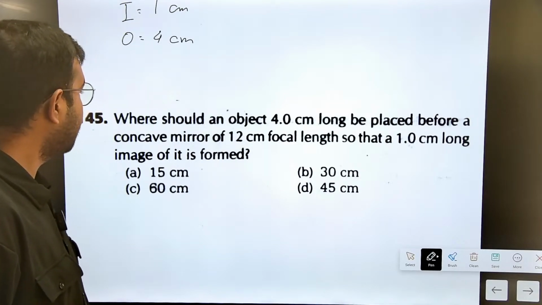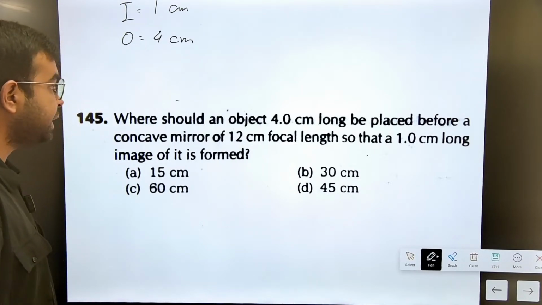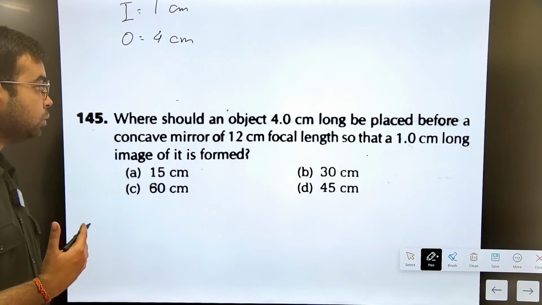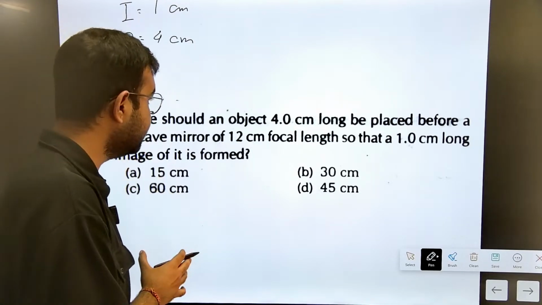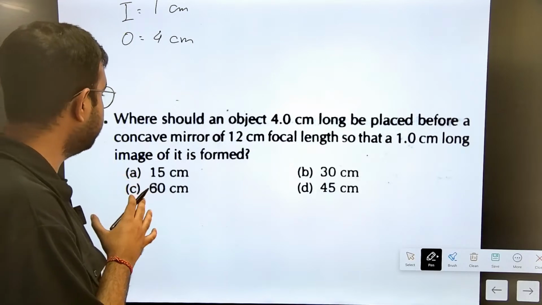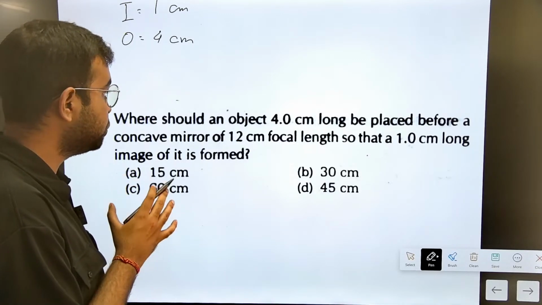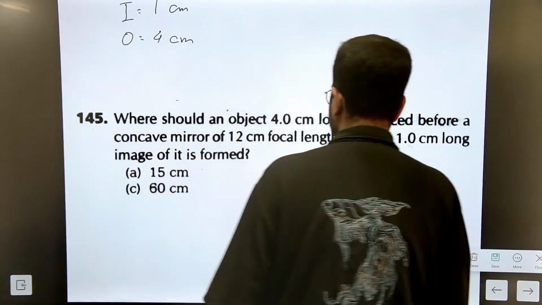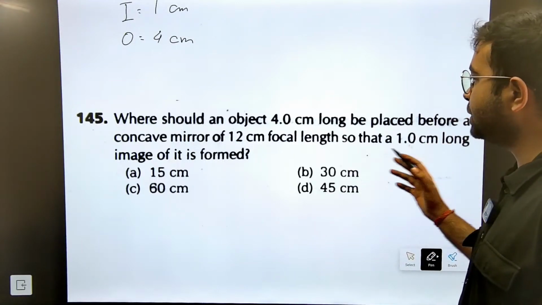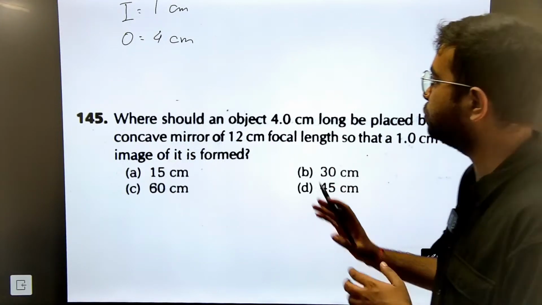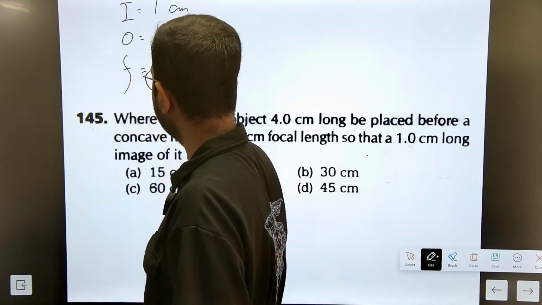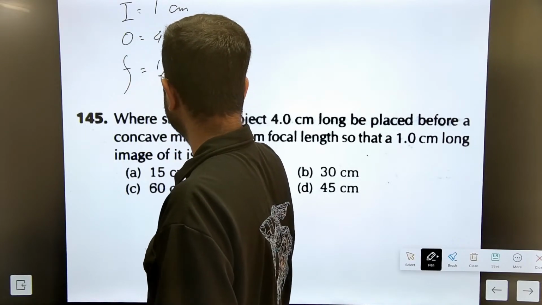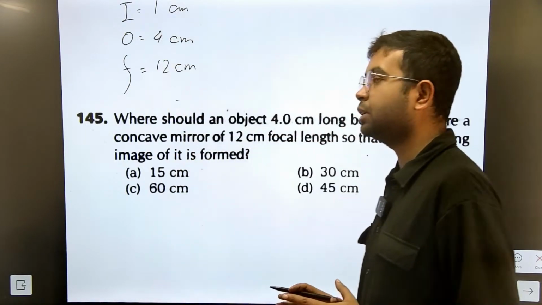Now अभी तुम हमसे ये पूछा है कि what will be the distance from the focus so that you get a 1 centimeter long. अब यहाँ पे एक्चुअली हो क्या रहा है, देखो फोकल लेंथ भी दे दिया है तुमको. फोकल लेंथ इज small f, focal length is given as 12 centimeter. Now what is focal length?